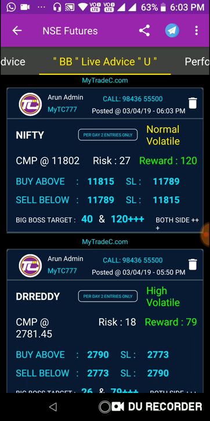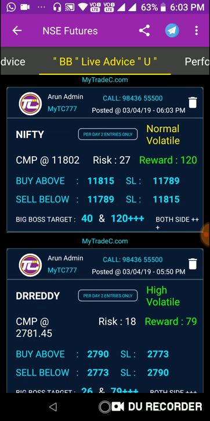Now I'll tell you what conditions we apply and what steps you need to follow while using the BIGBOSS strategy. This calculator will provide a buy above and a sell below, which means that you should not enter exactly on this price. You need to keep a buffer price according to your comfort zone, but we advise keeping at least 2 to 3 rupees as a buffer for the buy and for the stop loss, for the sell and for the stop loss as well. So bare minimum, you require 2 to 3 rupees as a buffer price.